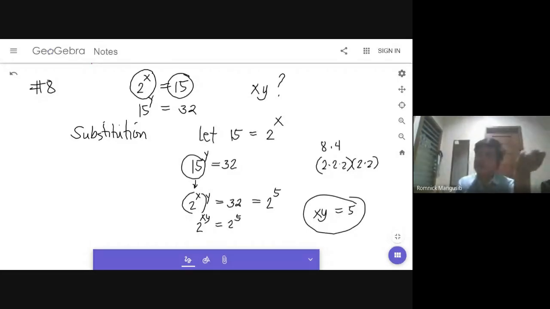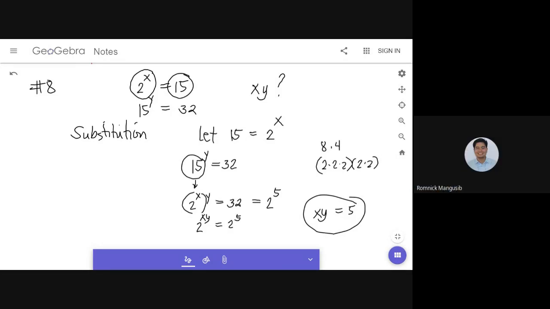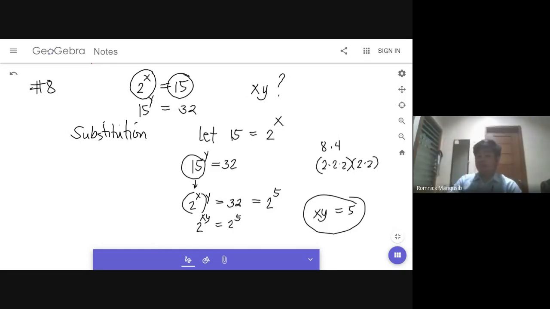Pero class, paano pag tinanong kita? Paano kung interesado kang makuha ang value ng x? Ano ang gagamitin mong operation? Ano ang gagawin mong process to solve for x or y? Can you please comment? In 10 seconds, may I know? Ano kayang gagawin mo para ma-solve mo ang value ng x at ma-solve mo ang value ng y? Anong operation o ano kaya ang dapat gamitin, no? Makuha mo yung value ng x?